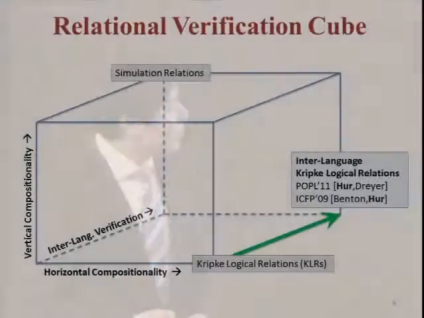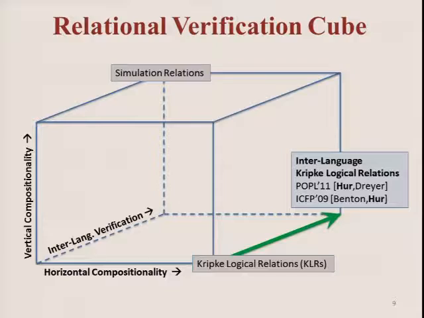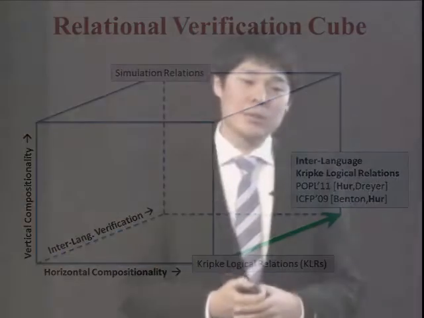So you may want to make simulation relations support horizontal compositionality, right? But that's not obvious. So I took another approach, which is to generalize Kripke logical relations to support interlanguage verification. And here I gave the first horizontally compositional compiler correctness result, and this will be the first part of my talk. Then I tried to make this technique support vertical compositionality, but there was a fundamental problem with it, which I will explain later.